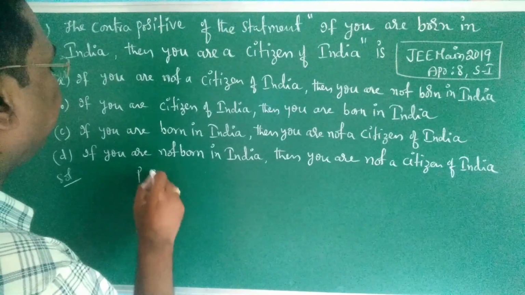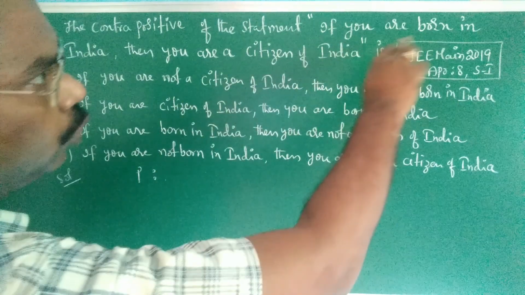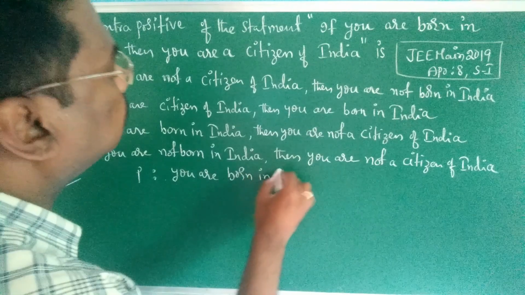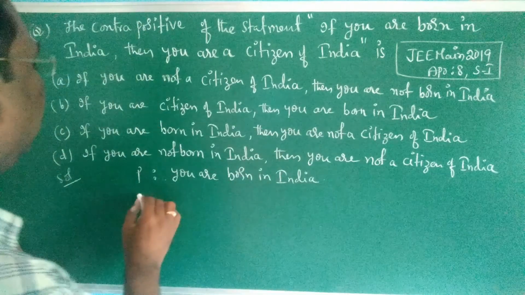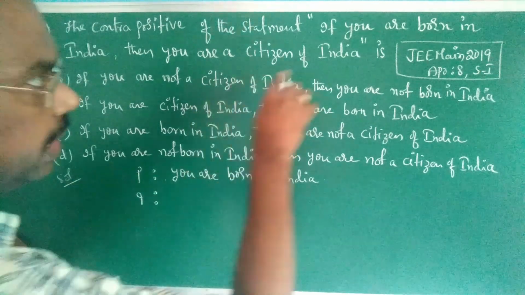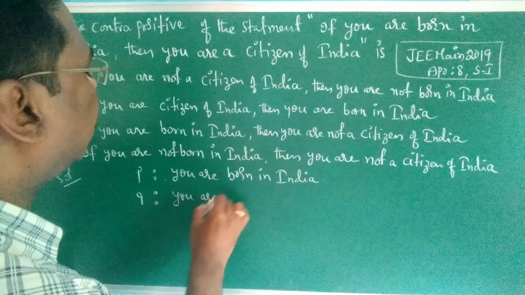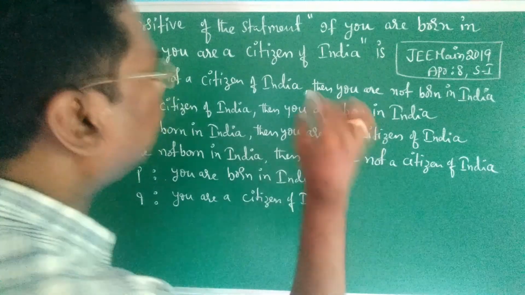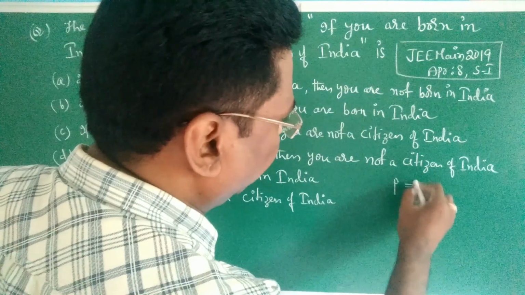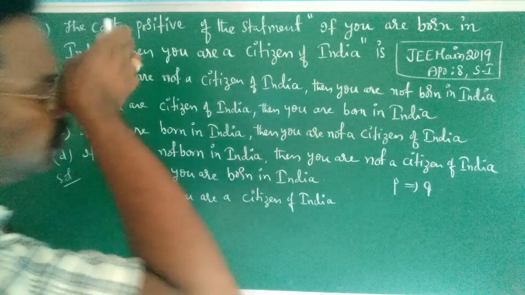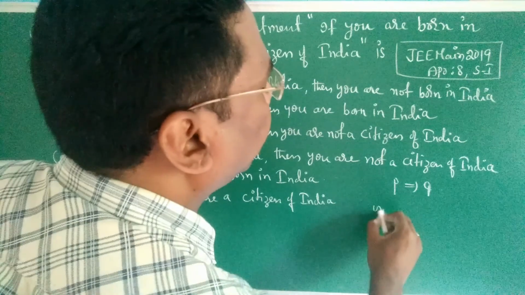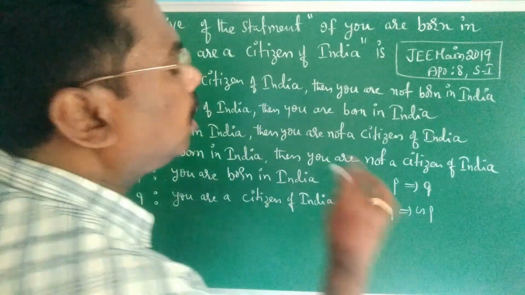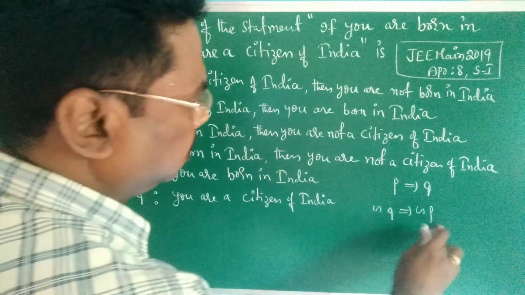Okay, now here first write down. Let P be one of the statements. P is equal to you are born in India. Let Q is equal to you are a citizen of India. Okay, now your statement P implies Q. Then the contrapositive of the statement is negation Q implies negation P. Okay, not Q implies not P. This is the contrapositive.